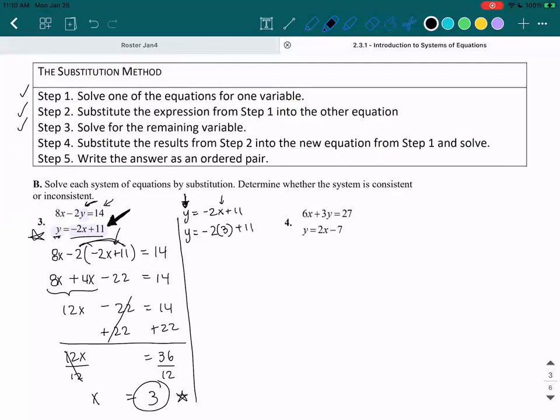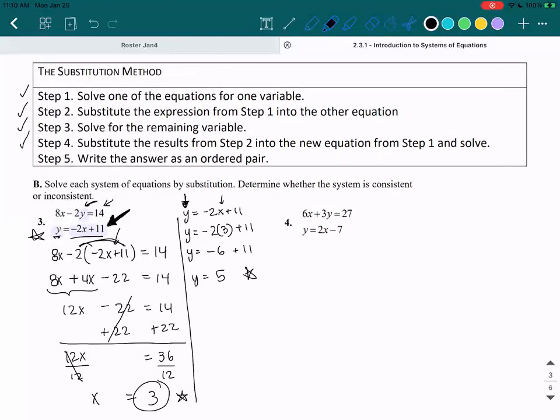So negative 2 times 3 plus 11. This would give us negative 6 plus 11. And then we add that together, and y is equal to 5. Cool, so I know what my x is and I know what my y is. Great. That was step 4.